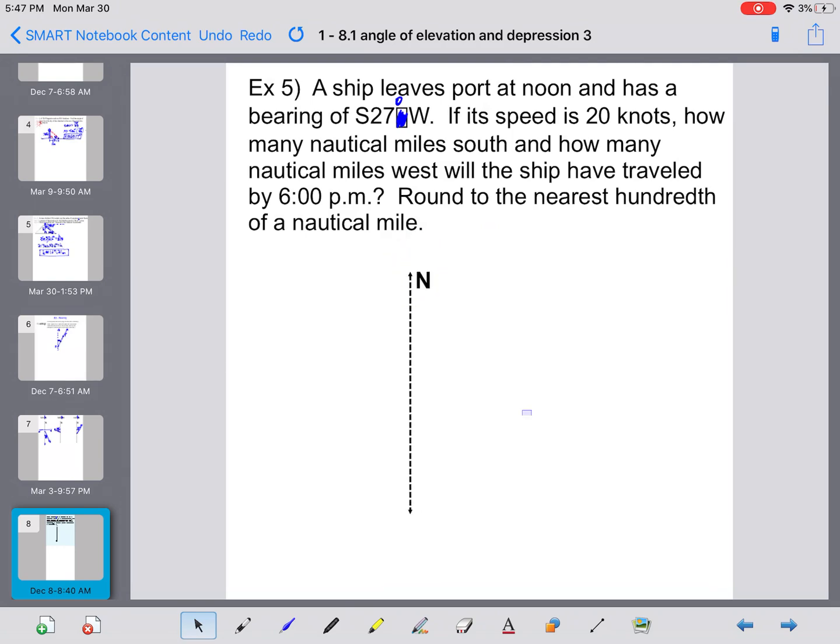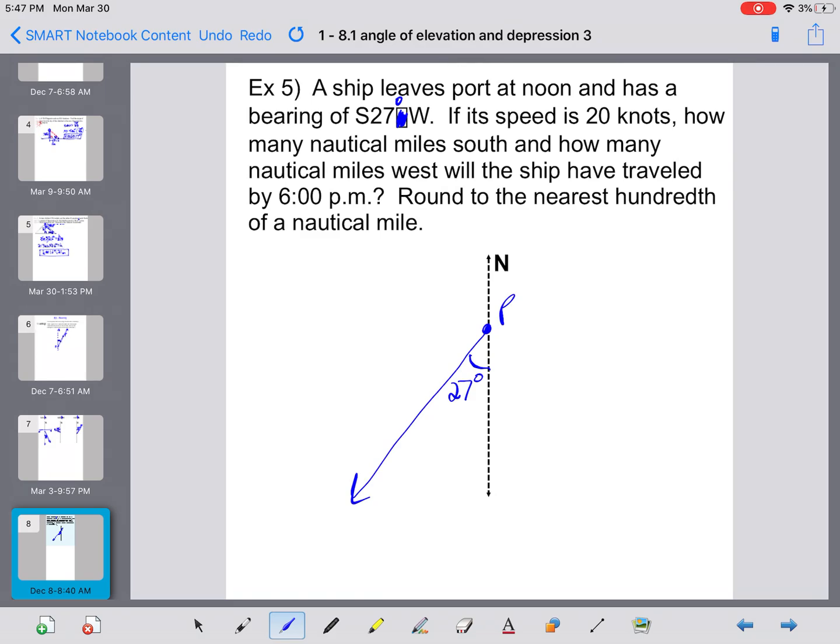Okay, so let's set this up. Let's call this here the port, right here. Call that P for port. So the ship leaves going in a southwest direction. That's down here, right? And we know it's 27 degrees southwest, so that's 27 degrees.